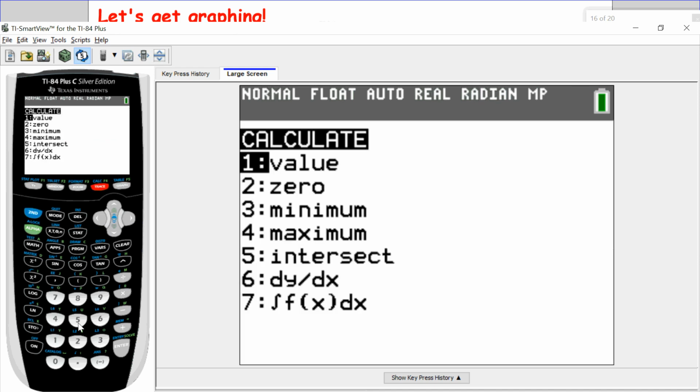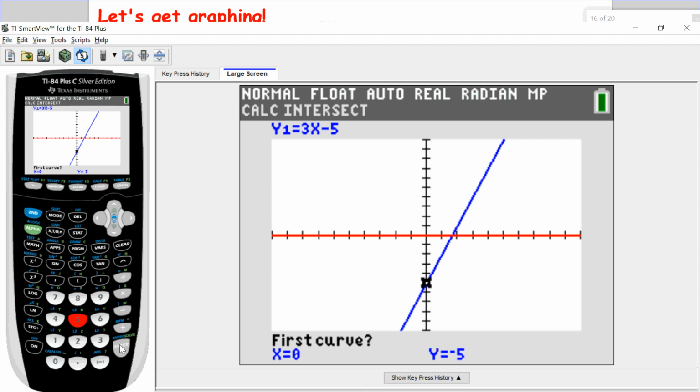I'm going to go to option number 5 for intersect, and I press enter 3 times. So first curve, enter, second curve, enter, guess, enter. There is my x-intercept. So 1.6 repeating.